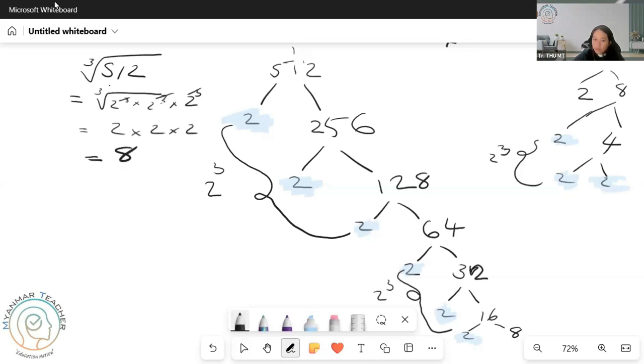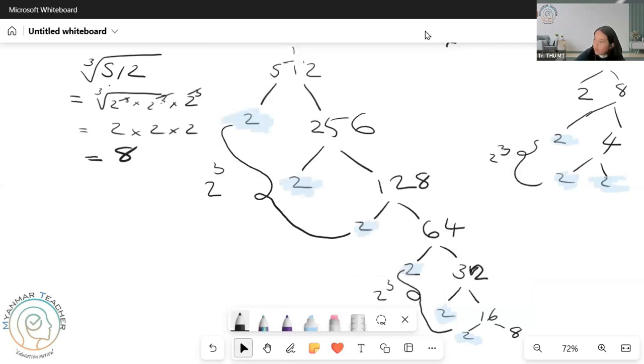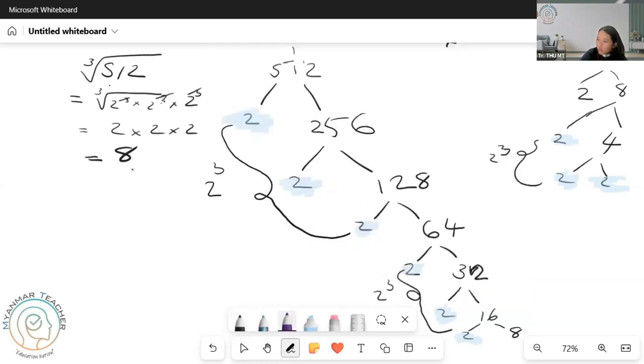And I'm going to show you my calculator, wherever it went. Okay, 8 times 8 times 8. Wait, why did I press plus? I'm going to just redo it so I don't make any mistakes. 8 times 8 times 8 equals 512. So yes, our answer was correct.